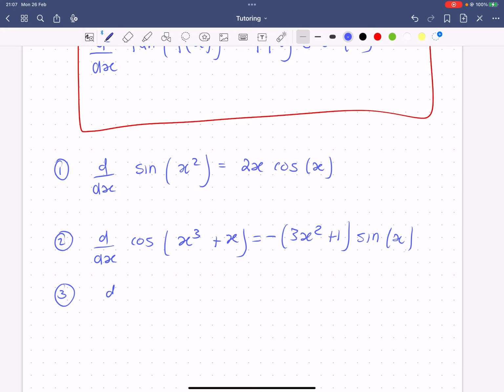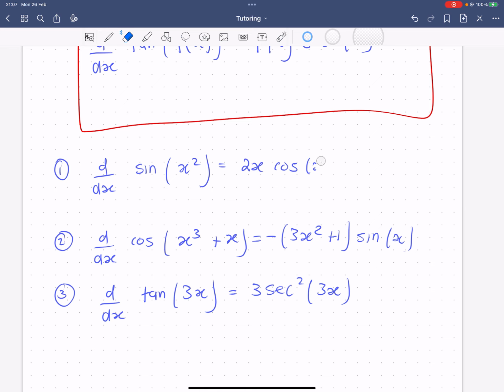Number 3, let's differentiate tan of 3x. Well, we differentiate what's inside the brackets, 3, and then we multiply it by sec squared of, actually I've made a mistake there, sec squared of 3x. We're keeping this original function the same here.